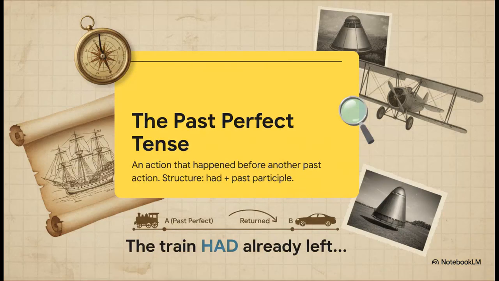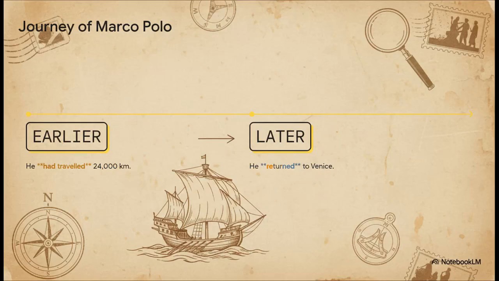Here's the key. We use the past perfect to talk about an action that was finished before another action in the past. And the structure, it's so simple. You just use the word had plus the past participle of a verb. You know, like had traveled, had seen, or had done. This timeline makes it crystal clear. The traveling was the earlier past event, so we use the past perfect. He had traveled. His return to Venice happened later in the past, so we just use the simple past. He returned. It's a neat little way to organize time.